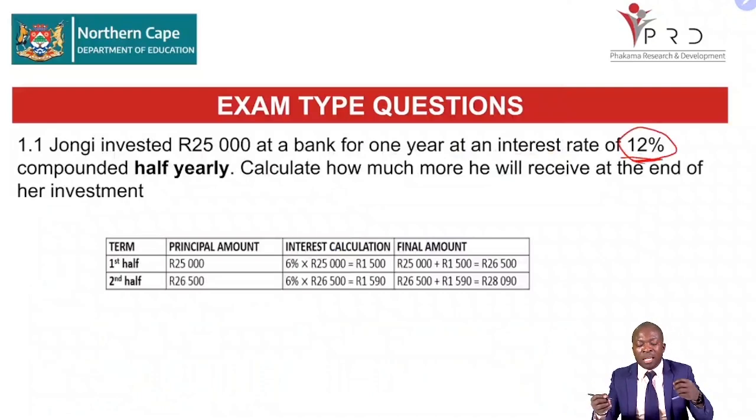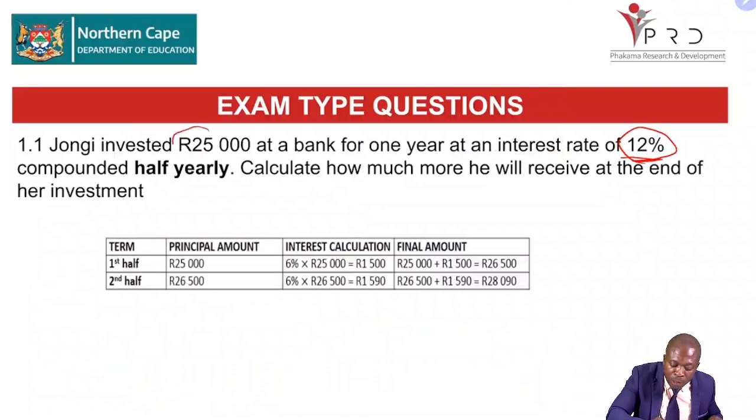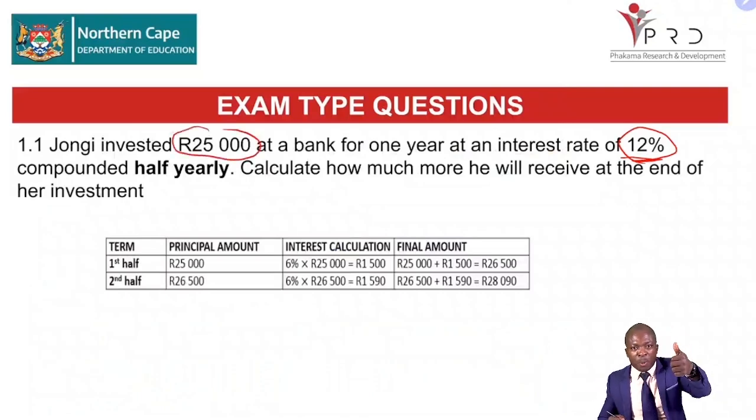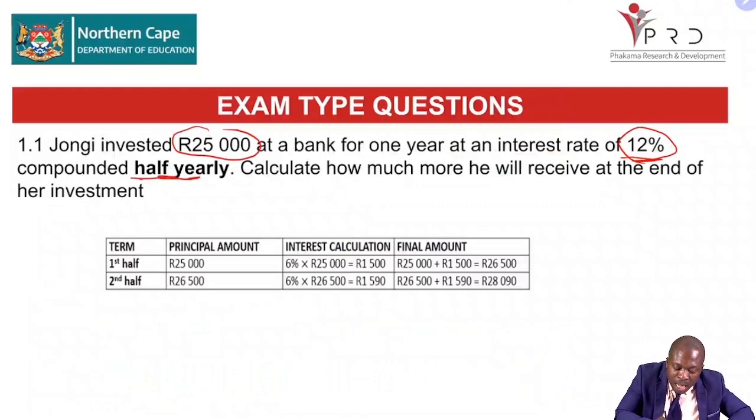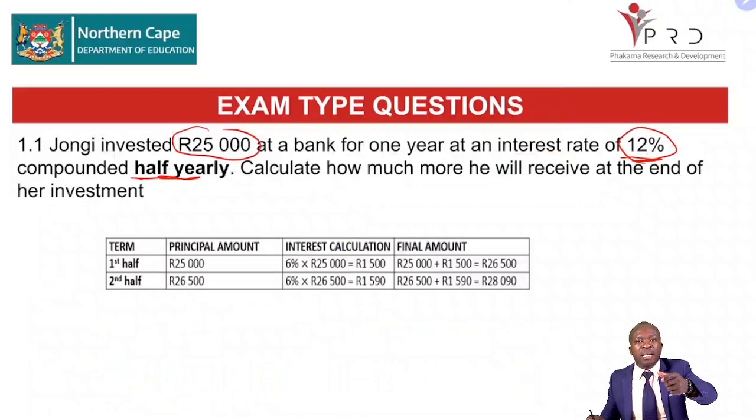So when you get the question paper, I need you to highlight these values. There's 25,000, which is our principal amount. Our interest we are going to get is 12%. But it is compounded half yearly. If it is half yearly, how many times are we going to get the interest rate in the year? Yes, twice. We are going to get it 2 times.